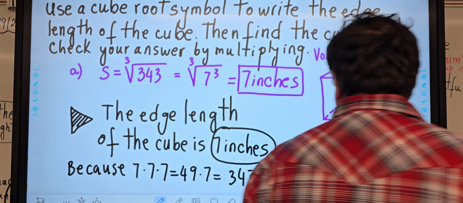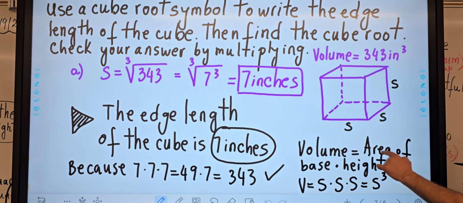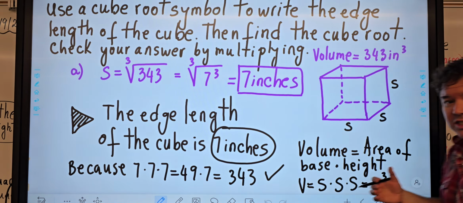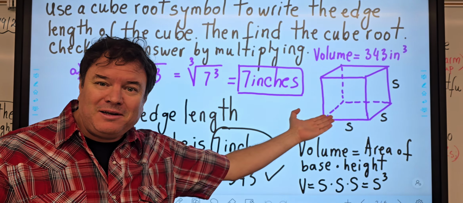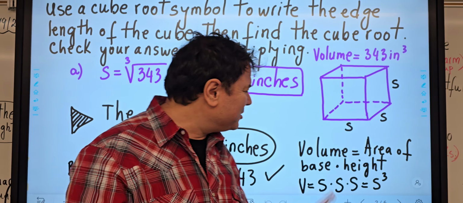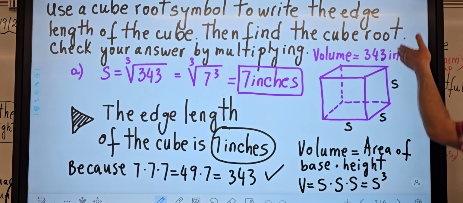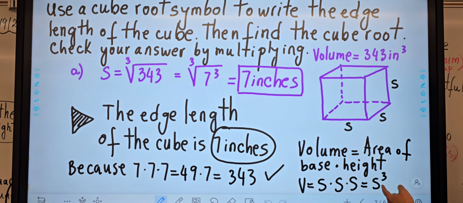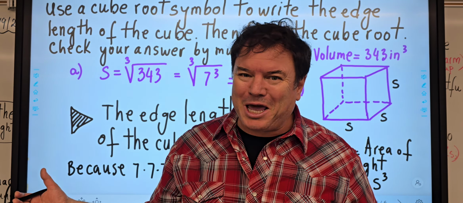But we also know that the volume of any shape is area of the base, in this case a square, so area of the square times the height. But for a cube, all the lengths are the same. So the volume would be side times side, area of the base, and times another side. Or we can say side to the third power, right? Because all the sides in a cube are the same.